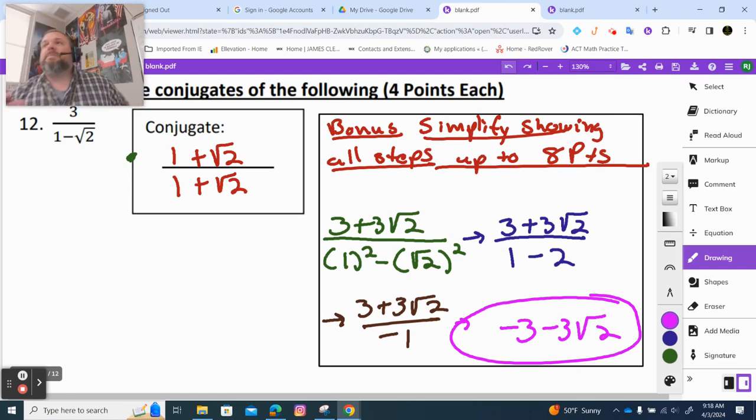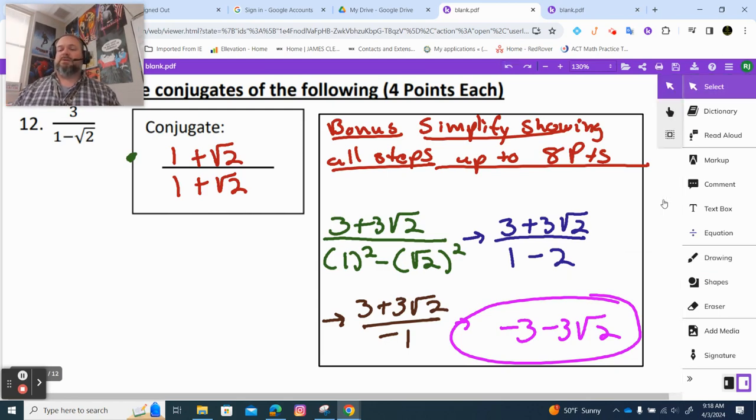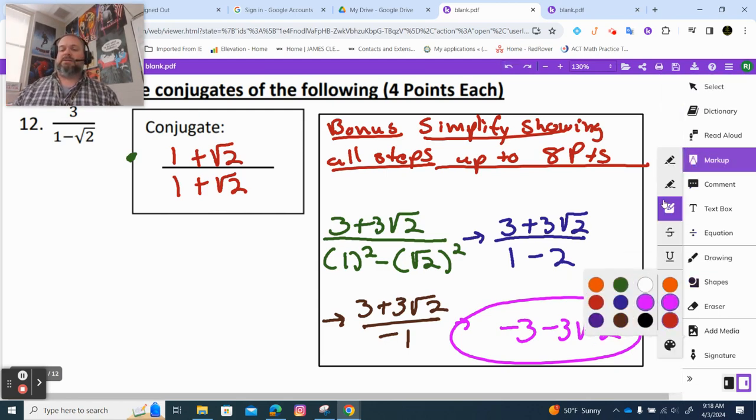Now, it will only be something on number 12. It might be on something like number 13. I hadn't decided because that one's a little bit harder, but I really doubt it. The actual question that you'll have to do is this right here.